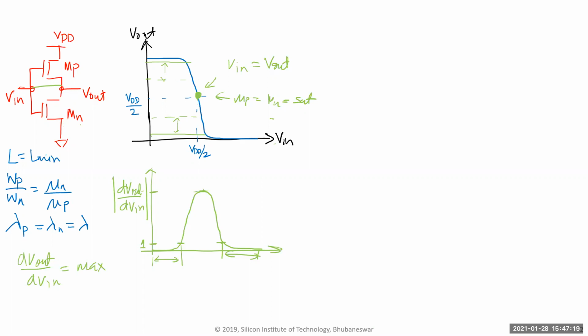So this is what I want. At DC, I want it as short, but once I give even a small AC signal, it should look like an open. What is a passive device which can do that? What passive device looks like a short at 0 frequency or DC frequency and is open at high frequency? Inductor, right? So I can just put an inductor here.